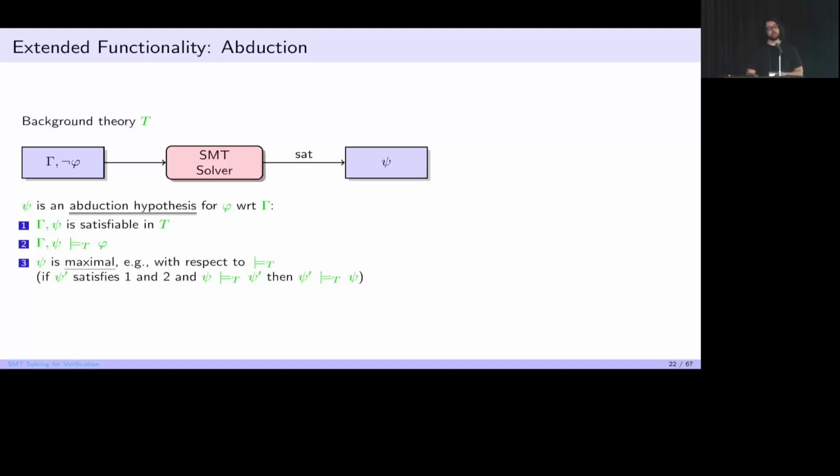So you may be interested in answering the question, what could I add to this problem that would make it unsatisfiable? How could I augment my gamma that would make it sufficient to entail phi? And this is the abduction problem that also has many applications, and it's something that some systems can generate and can be useful in different applications.